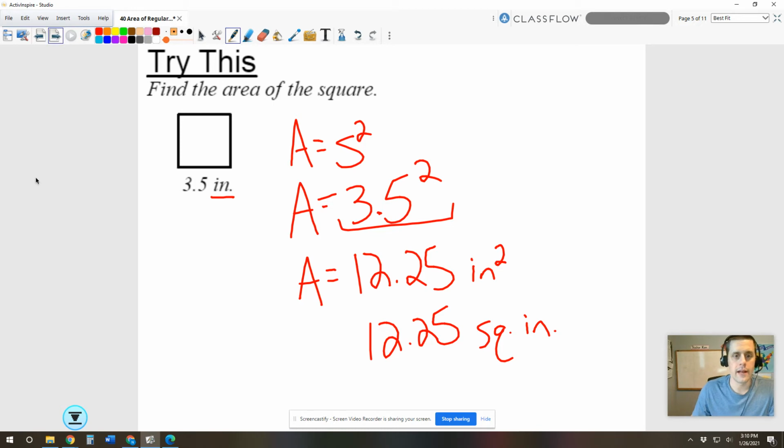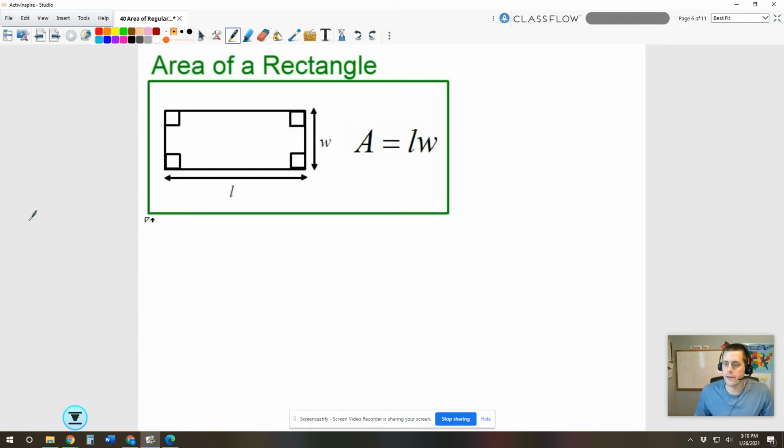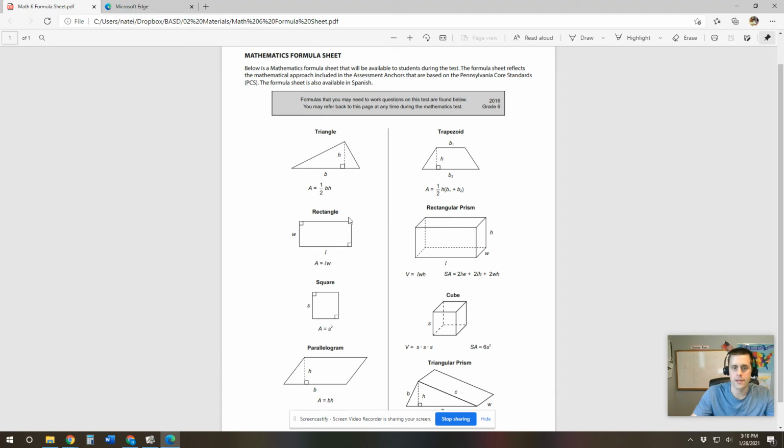Moving on to our next object. The next object you'll need to know how to calculate area of in 6th grade is a rectangle. This should be a review from like 3rd or 4th grade. So we see the image on our screen, and this formula is also found on your formula sheet. Rectangle is in the left-hand column, the second object down.